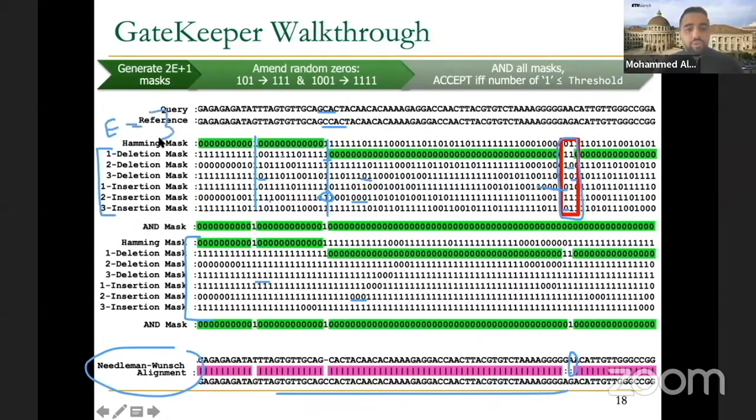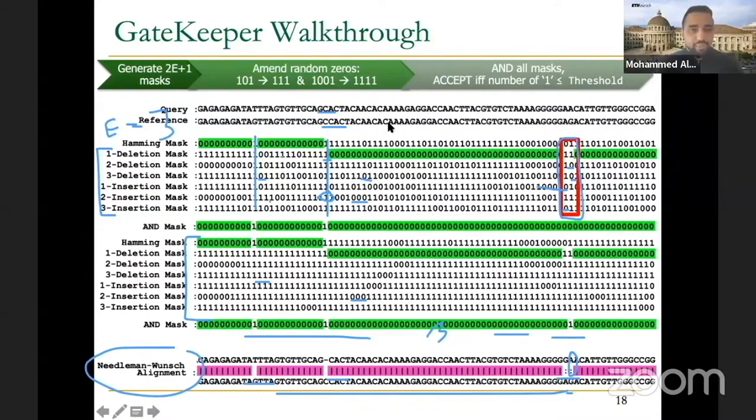If you still remember, E is 3, and E is the edit distance threshold. So the number of 1s over here is 3, right? Since it's less than or equal to the threshold, this will be accepted. But if you look at the final solution by sequence alignment, 1, 2, 3, 4 operations. 4 operations exceed the 3, so these 2 sequences we said are dissimilar.